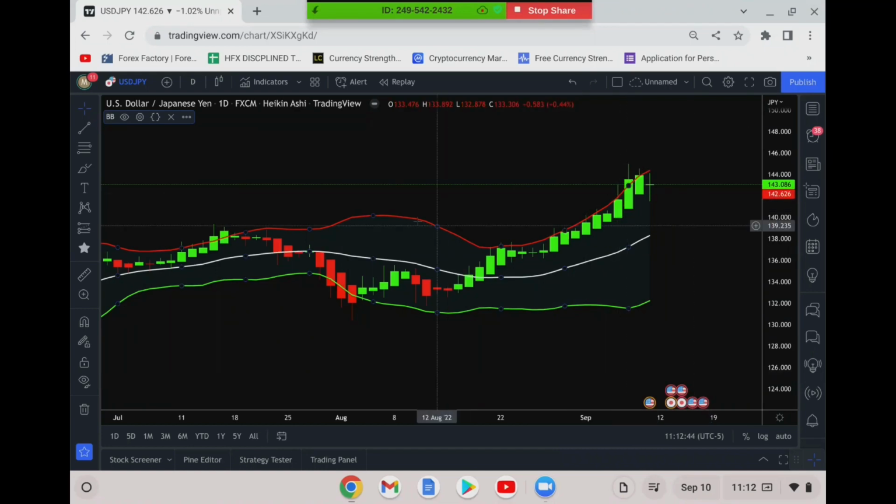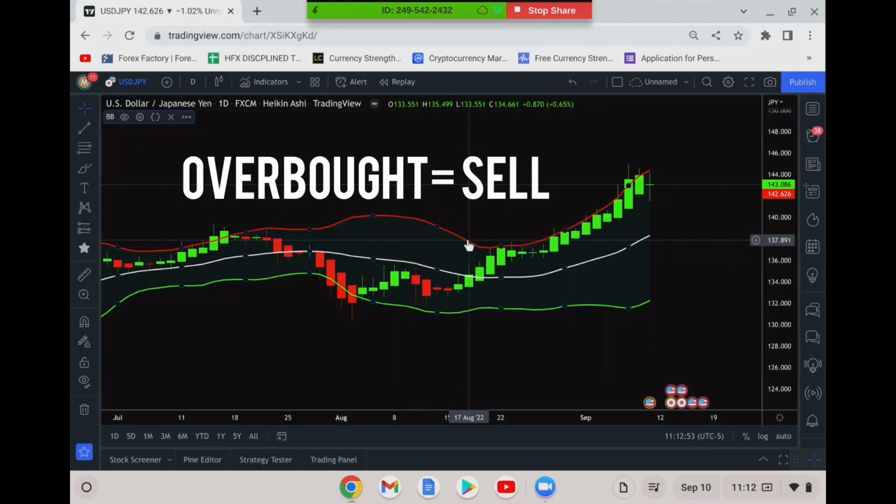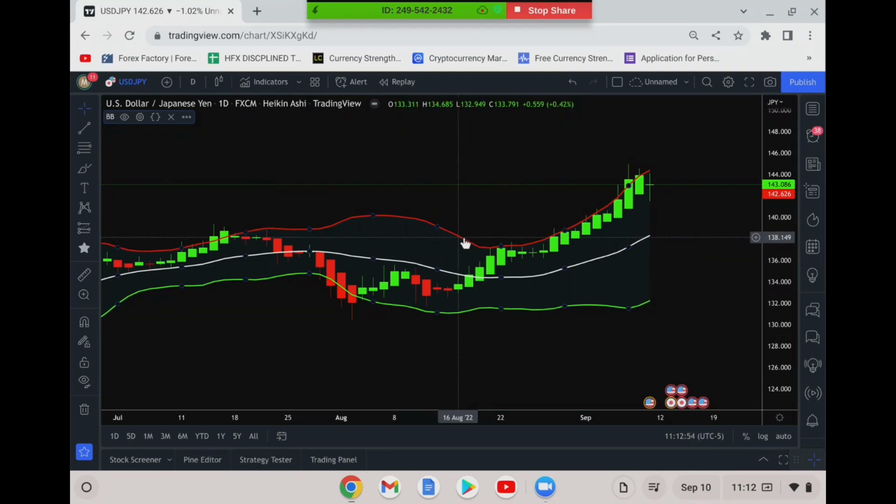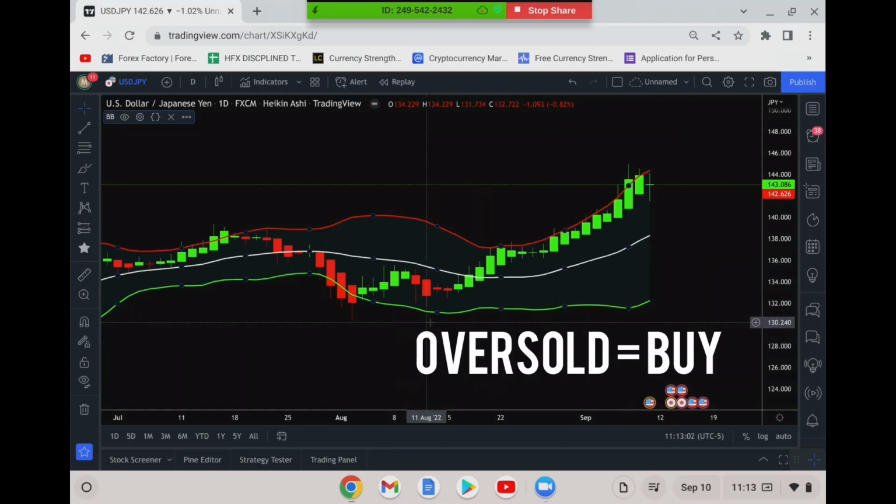So first, let me talk about these bands, all right? I want to point out, again, this is our upper band, which is going to represent our overbought zone. Then we have our middle band, which is like our home base. And then we have our green band, which represents like our oversold zone.